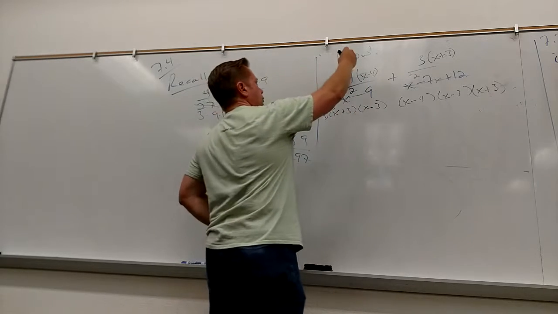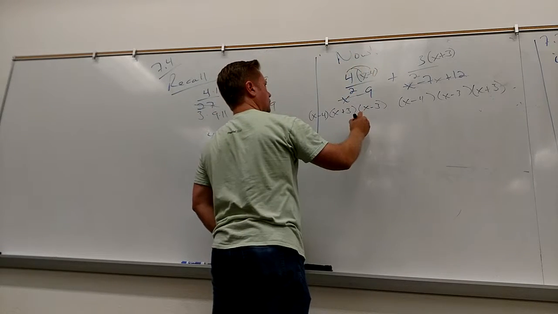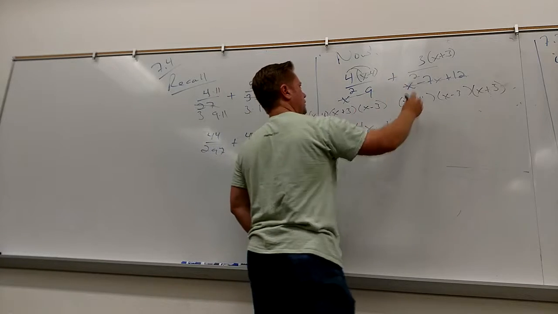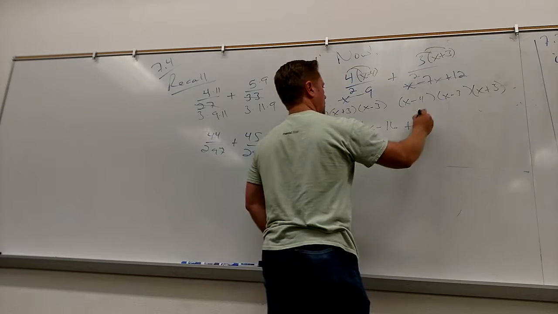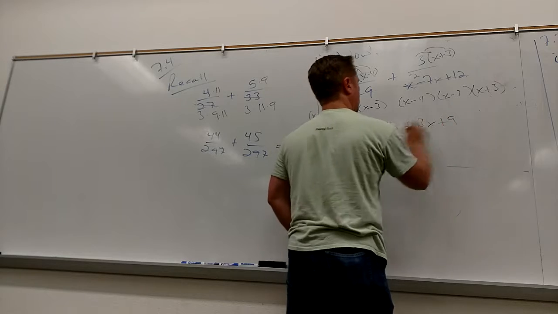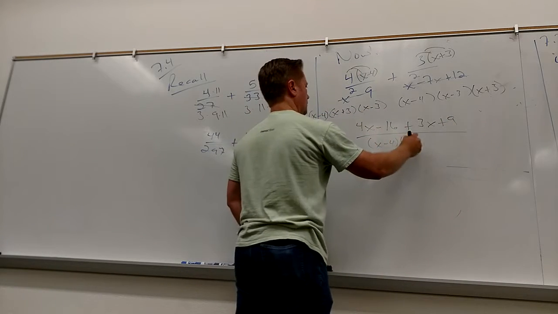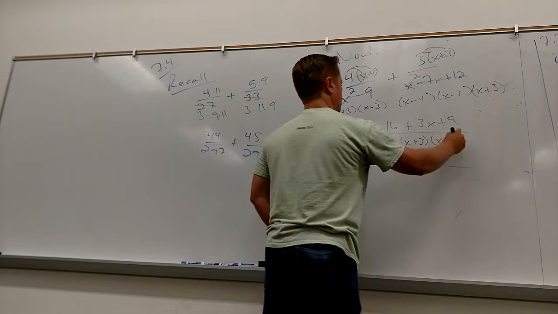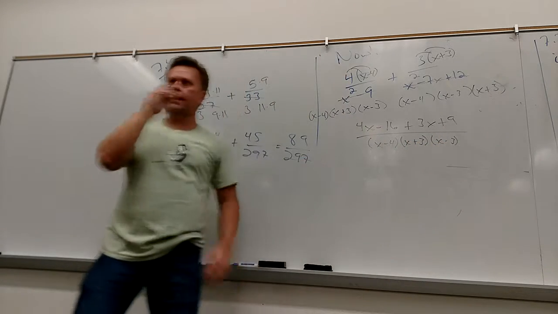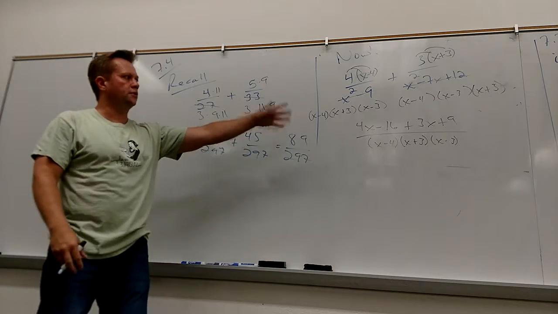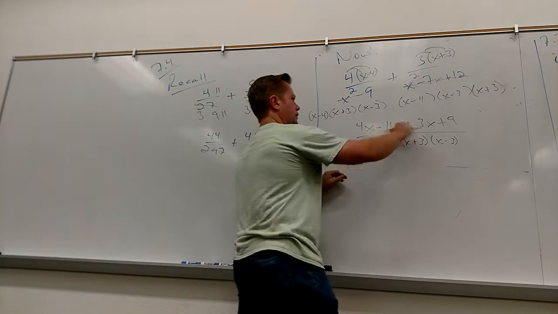So on the top, what do I get? I get 4x minus 16 plus 3x plus 9. I like it. All over, bam, bam, bam. That is the LCD. That's what ends up on the bottom. And then the top, I just simplify it. What do I get? I get 7x minus 7.